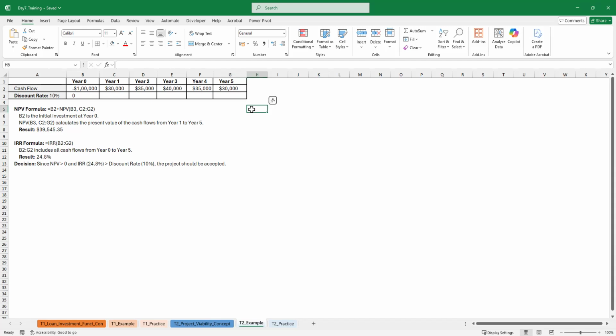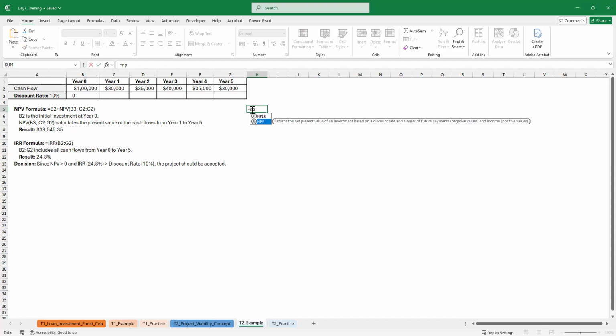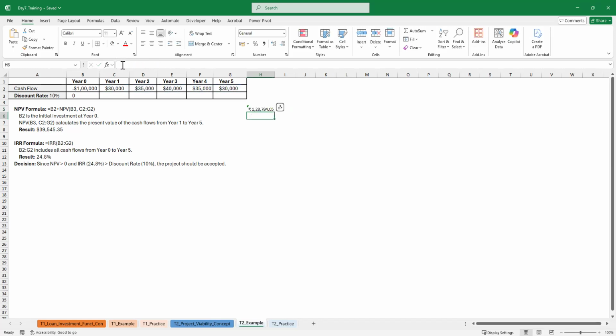So how we would calculate it is NPV. Then what is the rate? The rate is 10%, so we would put it as 10%. And what is the value one over here? Again, value one is the investment for year one. So this is the range for the different returns that we are going to get subsequently, and enter.